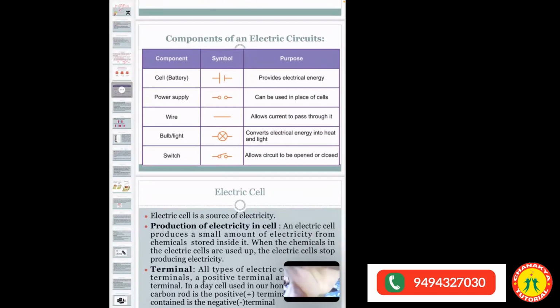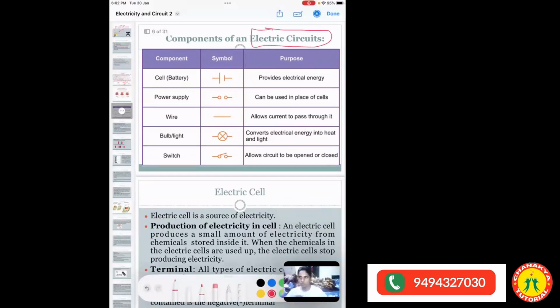Components of an electric circuit, different components we need. If we want to generate an electric circuit, what do we need? We need all these things. We need a cell, we need the power supply, wire we need, bulb or light we need, and the switch we need. The symbols and the purpose are different.